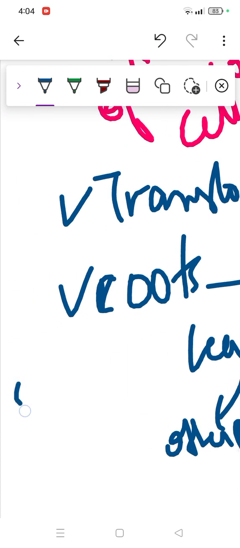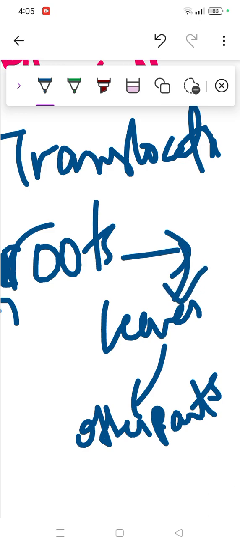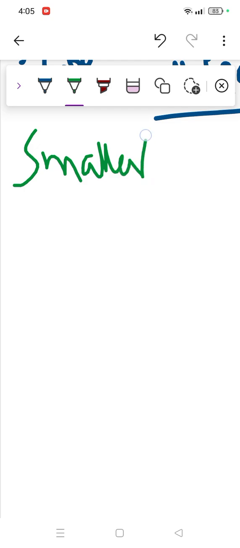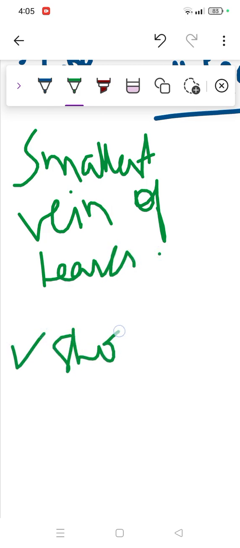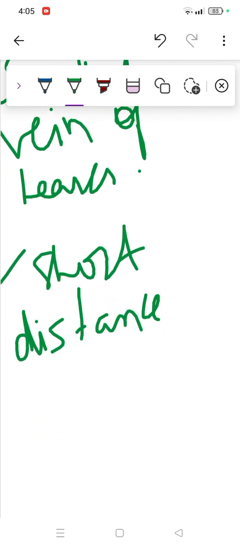Like we've just provided solute or food to the roots, this is the roots, then it will go to the leaves here, then it will go to other parts of the plant. So this kind of cycle continues. So the mesophyll cells, which are near the sieve tube in the smallest veins of the leaves, this is generally termed short distance transport. So this source to sink pathway is also called the short distance transport pathway.